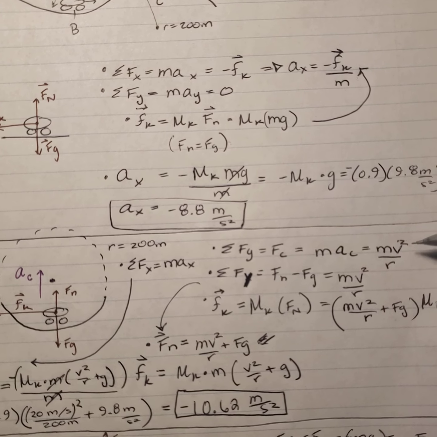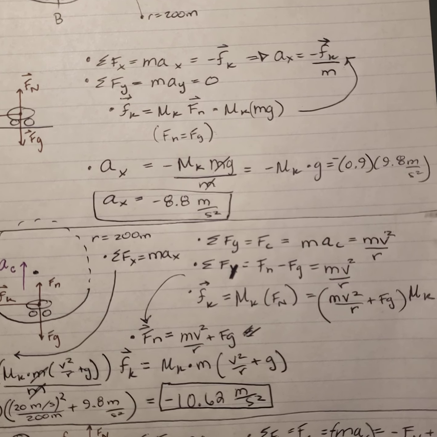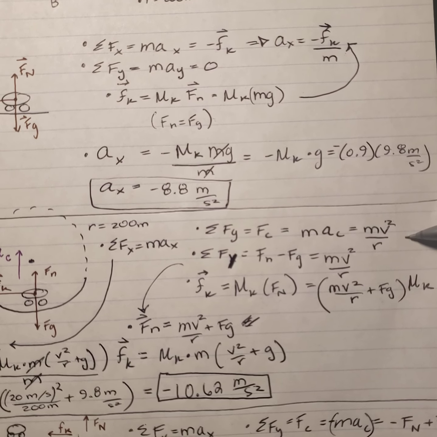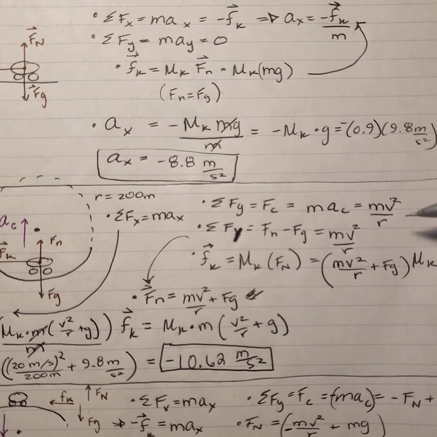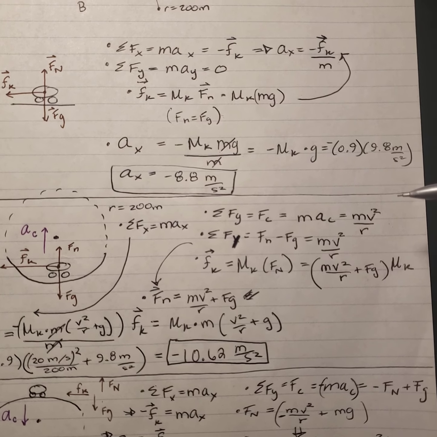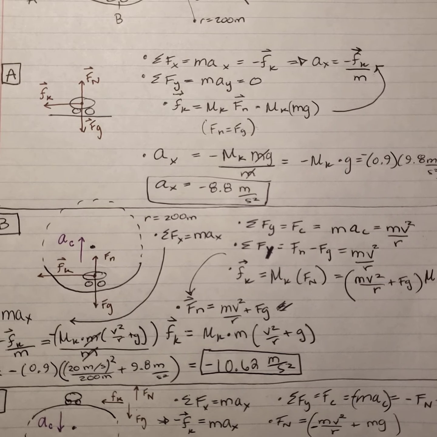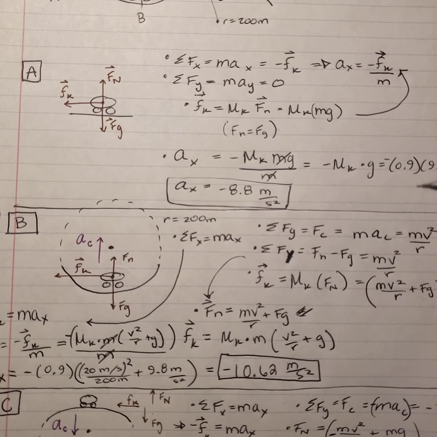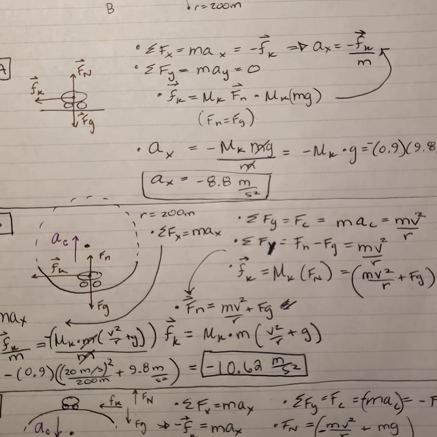This gives us the equation F sub c is equal to mass times centripetal acceleration, which is also equal to mass times velocity squared over the radius. This equals the normal force on the car minus the force of gravity on the car. Similarly to part A, we're going to need to solve for the normal force so that we can plug that into the kinetic friction force equation, which gives us this. We then need to plug in the equation a sub x is equal to minus force of friction over mass, and that'll give us a total acceleration of minus 10.6 meters per second squared.